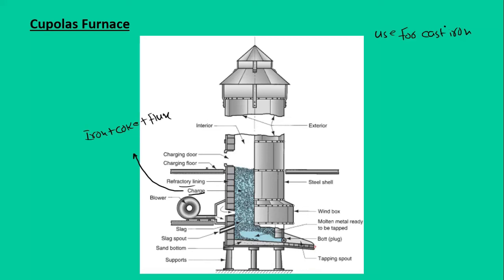Then with the charging, we have a blower to supply fresh air for supporting the combustion process. We have a tapping spout to take out the molten metal, and we have the slag spout from where we remove the slag. So what is the charge? Basically, charge is whatever we feed into the furnace for melting the material. So it has the iron, which is the primary material which we are melting here.